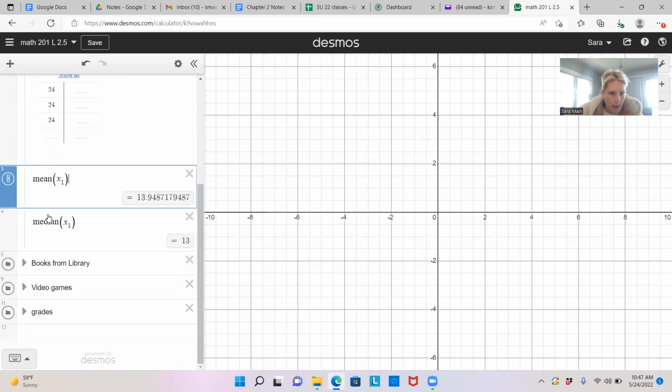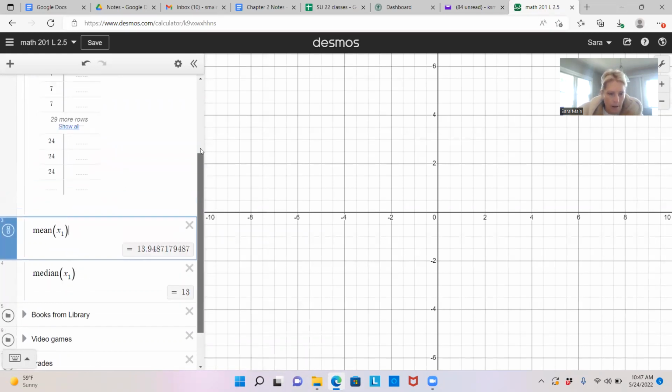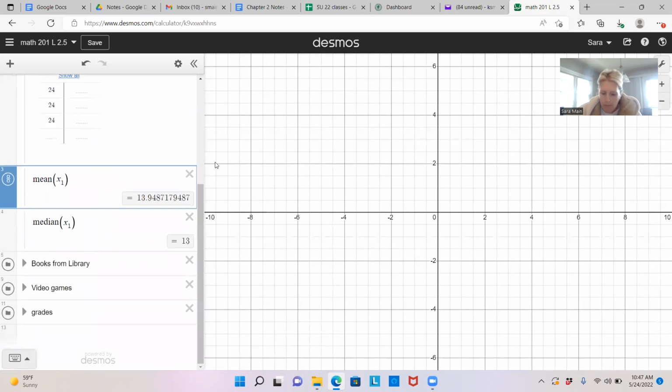You're just going to type mean and median and then put in the column of data that we're working with. It looks like our mean is 13.95, and we'll round that to 2 decimals, and the median is 13. Because there's an odd number of data points, 39, the one right in the middle, after 19 and 19, the 20th data point should be the very middle one, and that number is 13.